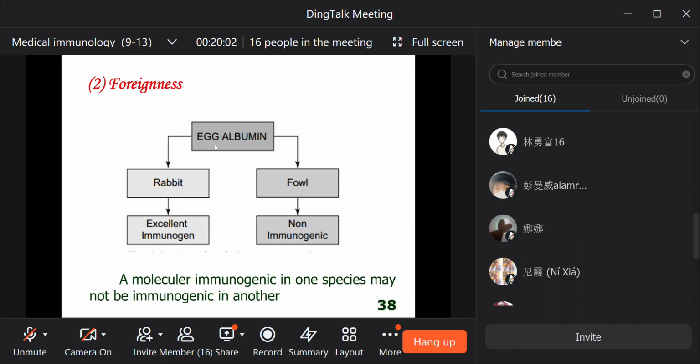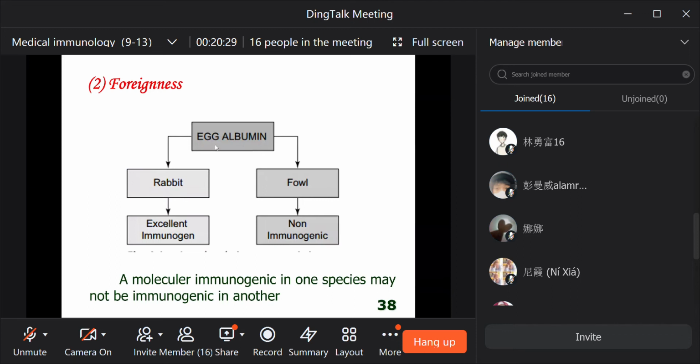And the second subtitle of this part is foreignness. How to understand foreignness? If the substance is a foreign substance, it should induce a very strong immune response.